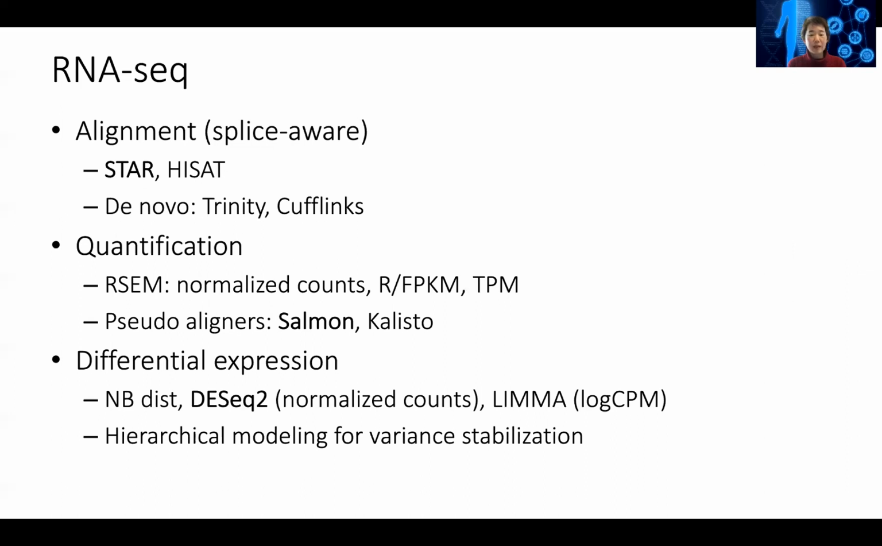RSEM is very good, but it takes a lot of time. Therefore, there are pseudo-aligners such as Salmon and Kallisto. These two also have very, very similar approaches, which only align the reads to the known annotated transcripts, which only account for 1 to 2% of the genome, and therefore can be done very, very quickly. And so you will get the expression readout for both normalized read count, FPKM and TPM from both Kallisto and Salmon. And these two also give very, very similar results. And it's much, much faster.